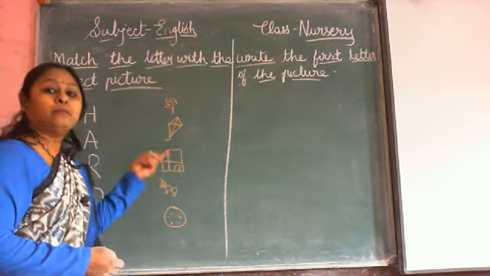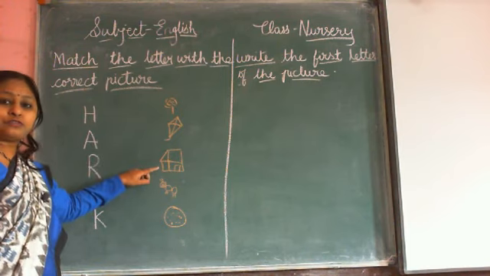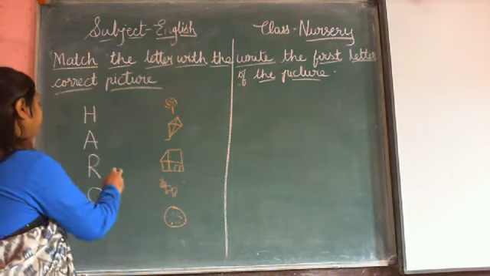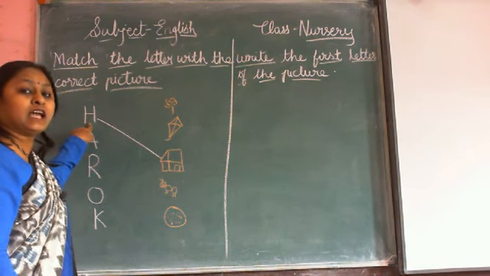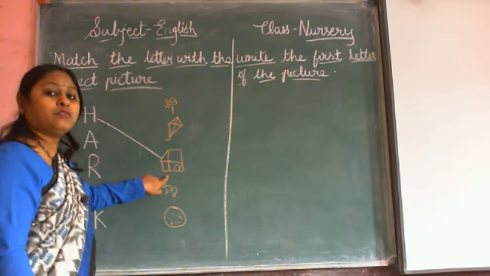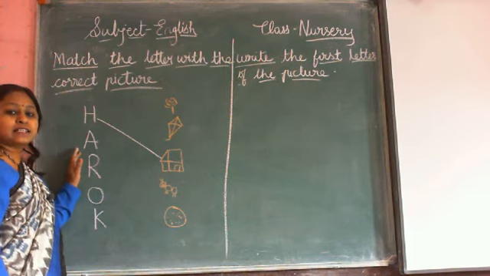Look here. Which letter is this? Do you know which letter is this? Yes, I know that you know. This letter is H. Very good. H. And H for rose? No. H for kite? No. H for house? Yes. So we will draw a line from H to house. We will match H with picture of house. H for house.